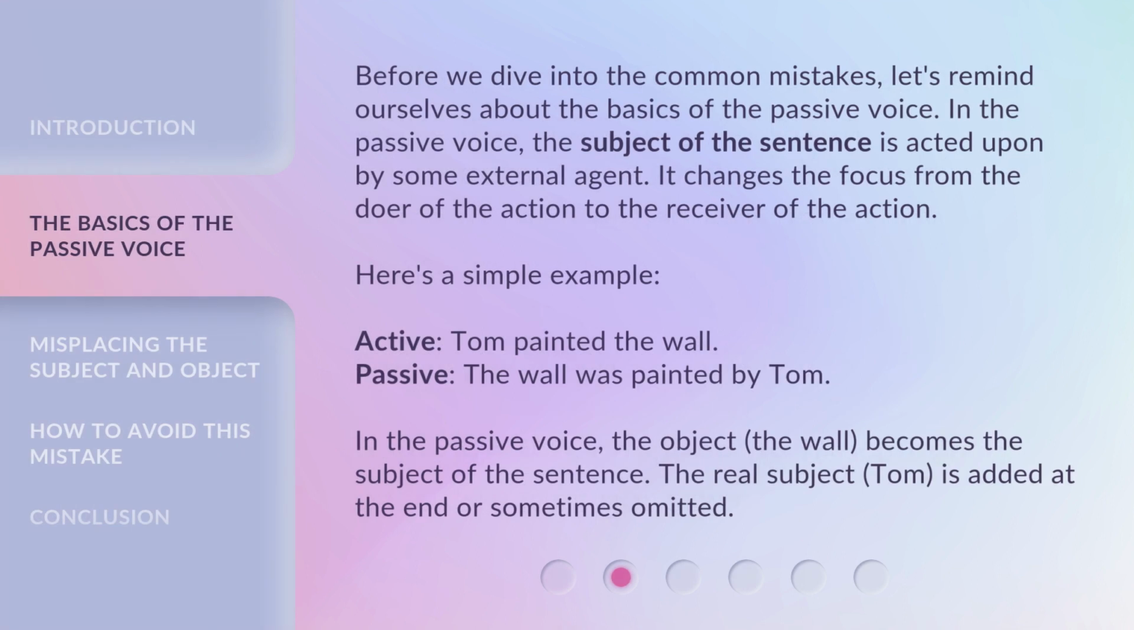Before we dive into the common mistakes, let's remind ourselves about the basics of the passive voice. In the passive voice, the subject of the sentence is acted upon by some external agent. It changes the focus from the doer of the action to the receiver of the action. Here's a simple example. Active: Tom painted the wall. Passive: the wall was painted by Tom. In the passive voice, the object, the wall, becomes the subject of the sentence. The real subject, Tom, is added at the end or sometimes omitted.